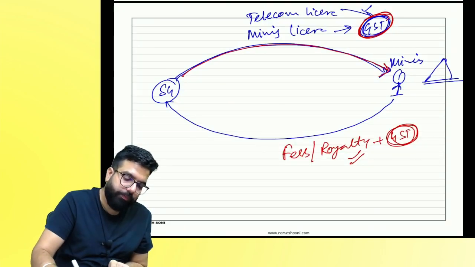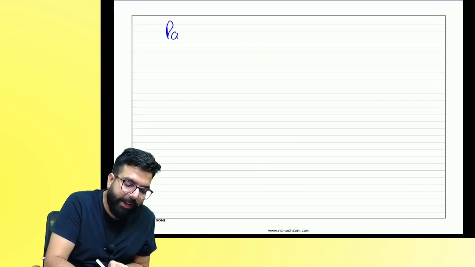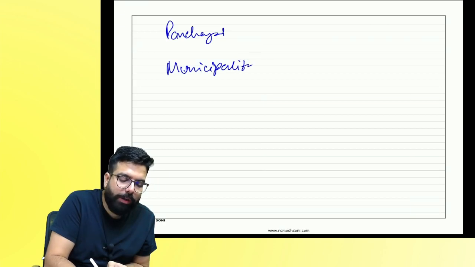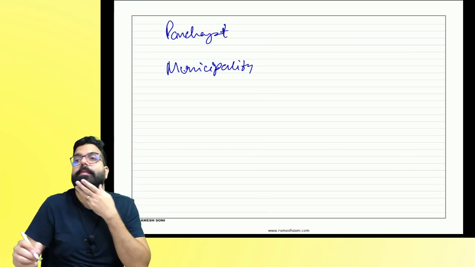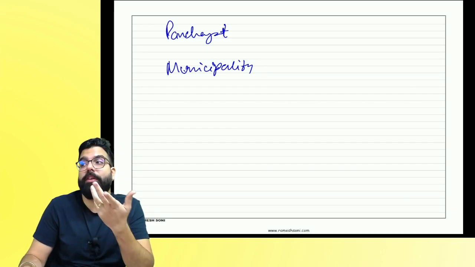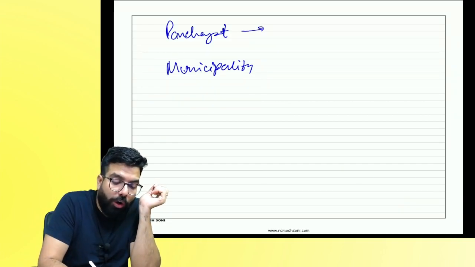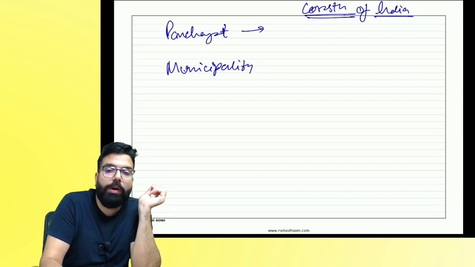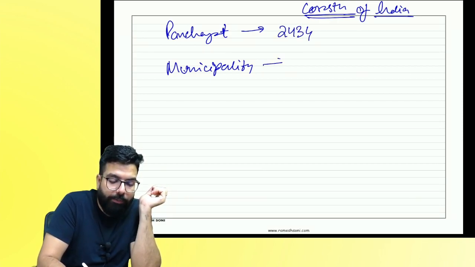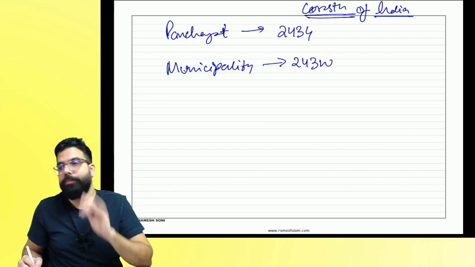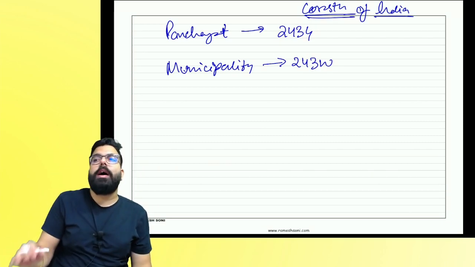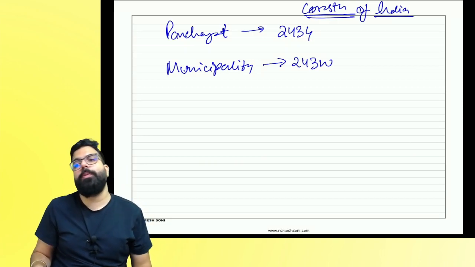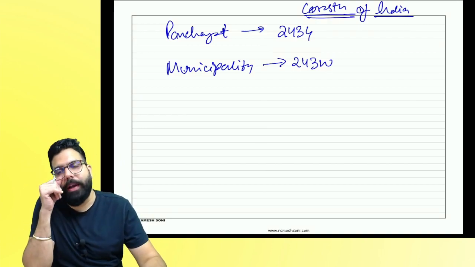You know, a panchayat and municipality, what is the work of the panchayat and what is the work of the municipality? In the Constitution of India, we have one article called 243G and one article called 243W, which says what work has to be done by a municipality and what work is to be done by a panchayat. I will tell you an example.